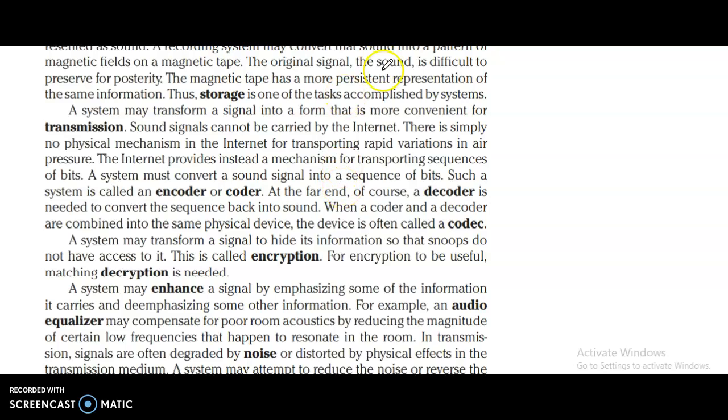Systems. Storage is one of the tasks accomplished by systems. A system may transform a signal into a form that is more convenient for transmission. The system must convert the sound signal into a sequence of bits. Such a system is called an encoder or coder, and of course a decoder is needed to convert the sequence back into sound.